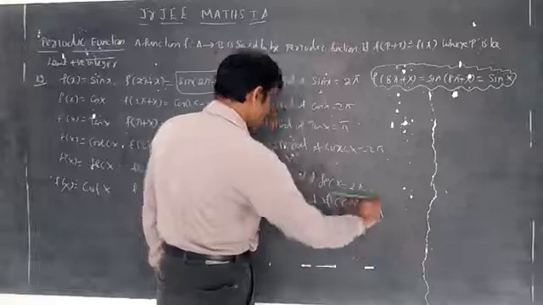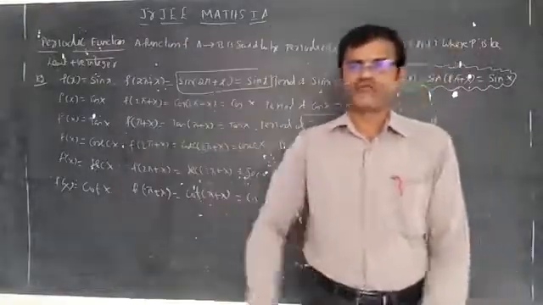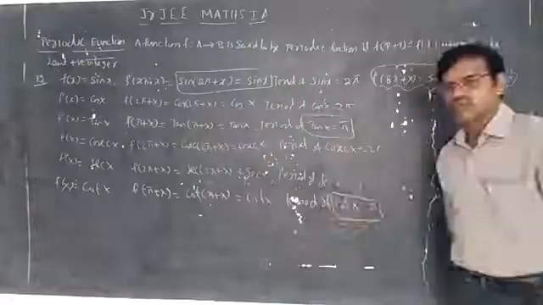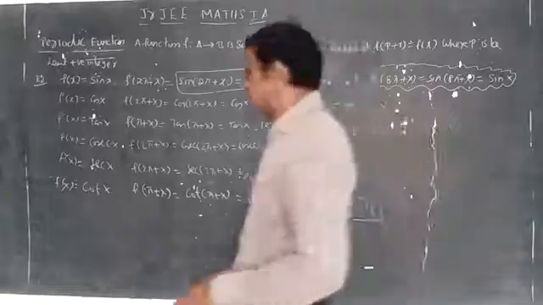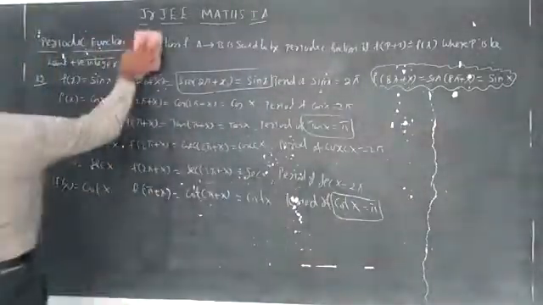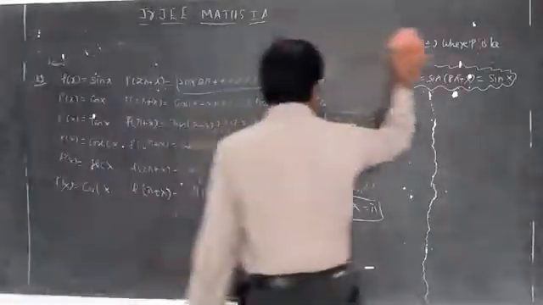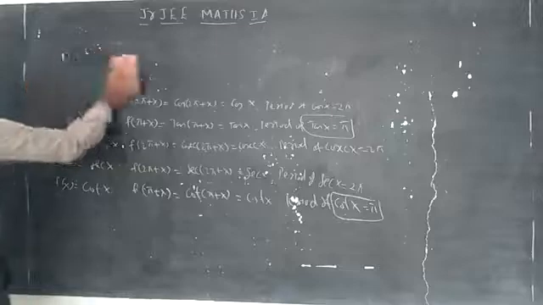Now you can understand for tan x and cot x the periods are pi, and for all other trigonometric functions other than tan and cot the period is 2 pi. This is the most important concept. So for secant x, cosecant x, sin x, cos x the period is 2 pi, and for tan x and cot x the period is pi.